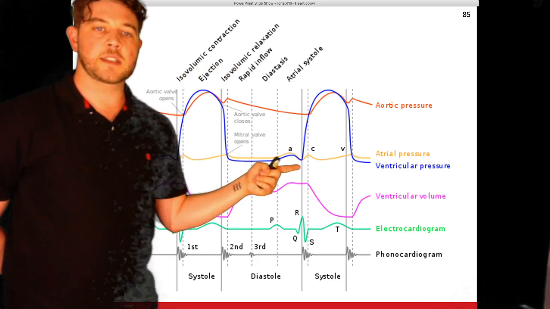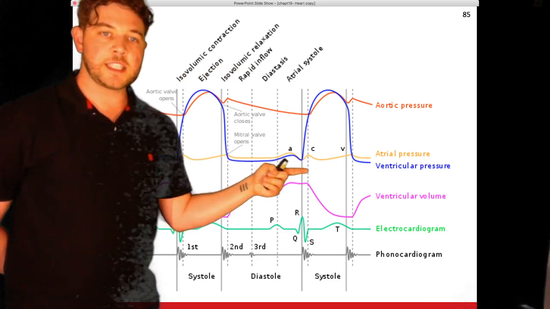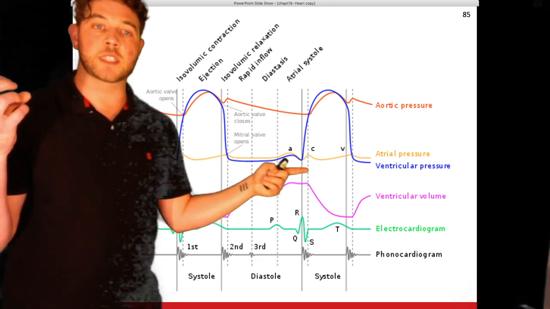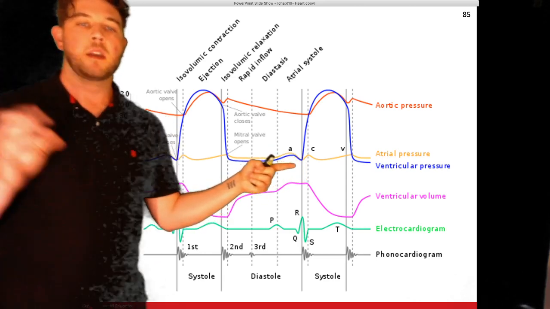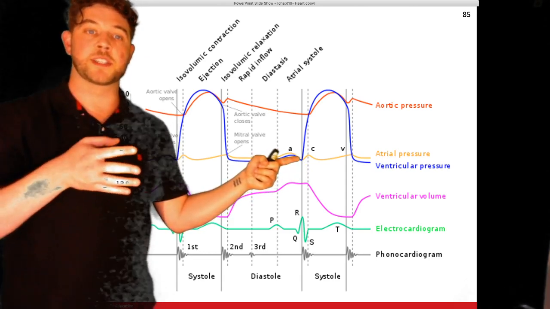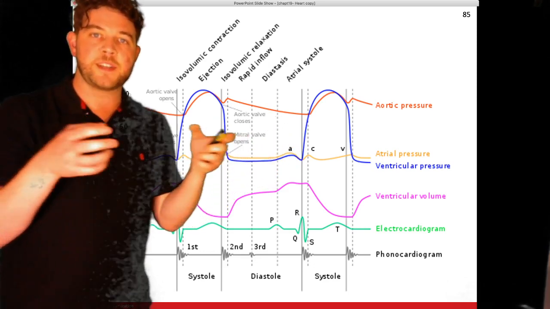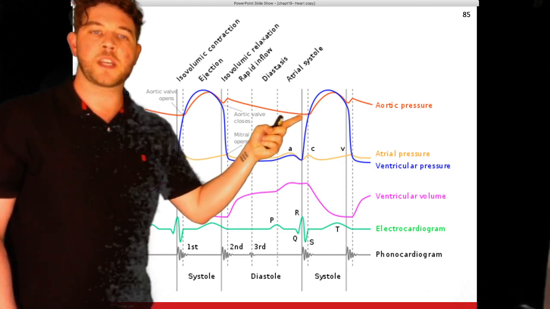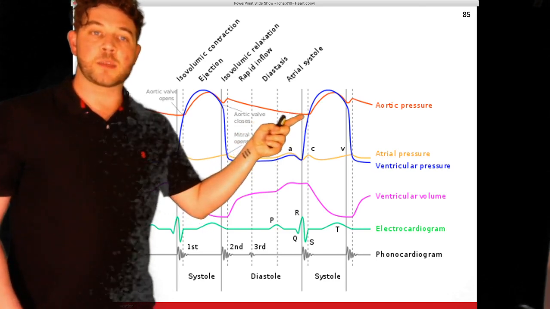This solid line is when the signal goes to the cardiac muscle cells in the ventricles, and the dotted line is when the contraction actually starts. The ventricles start to contract, but you have this moment where they're fighting against the aortic pressure. So in this little space right here, you have the ventricles full of blood starting to contract, fighting against the pressure from the aorta.